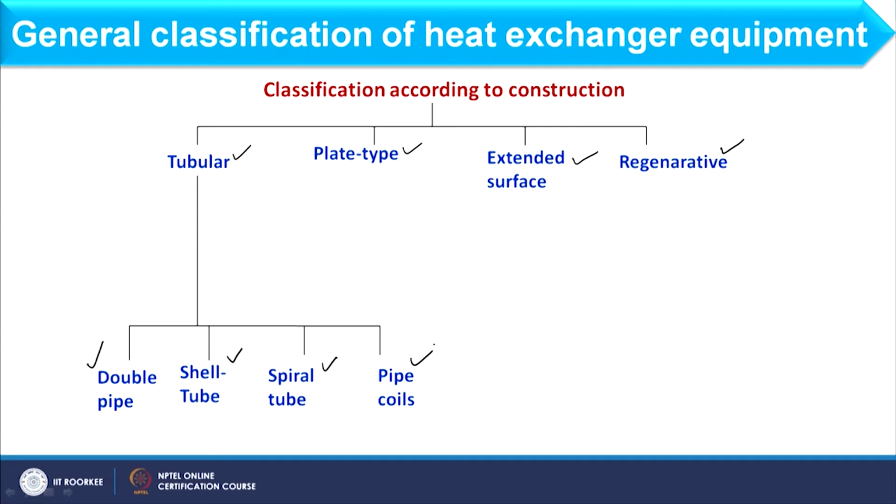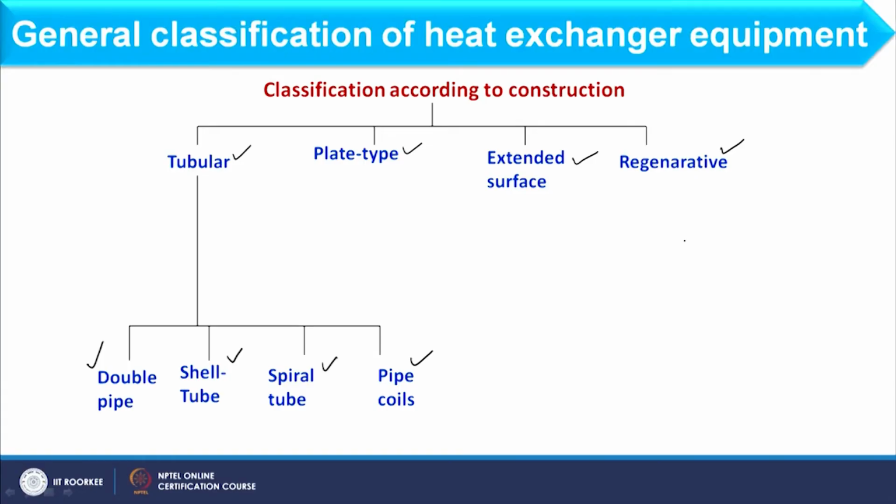As far as the double pipe heat exchanger is concerned, I think you already know the construction. We have two pipes and one pipe is inside another pipe. So, that we call the double pipe heat exchanger. Fine. Second, we have the shell and tube heat exchanger. We have a big shell and inside this we have a number of tubes.